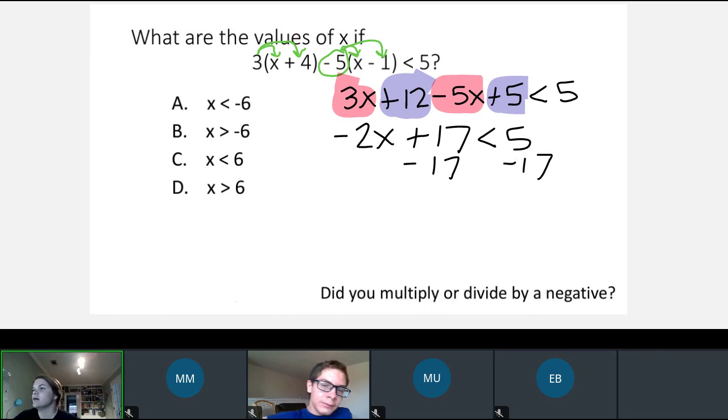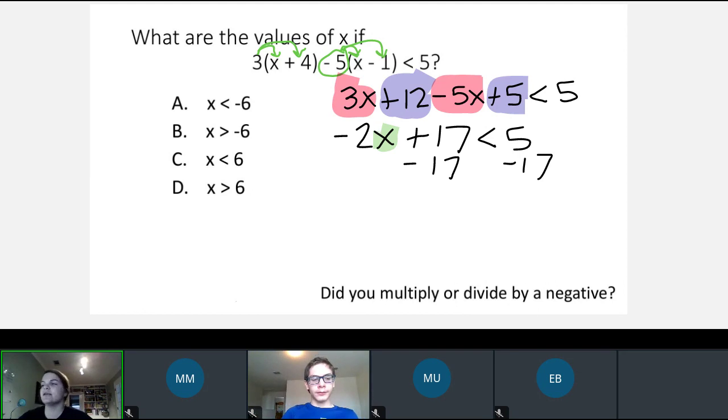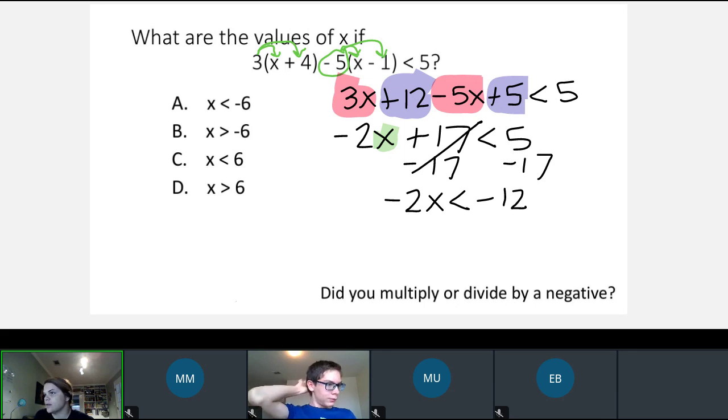Okay, so now I'm solving for x, and I want to get rid of everything that's near x. So what's happening to my x? It's being multiplied by negative 2, and then we're adding 17 to it. We want to get rid of it. I need to do the opposite, which is subtract 17. So that's going to go away. That becomes 0. So I get negative 2x is less than negative 12.